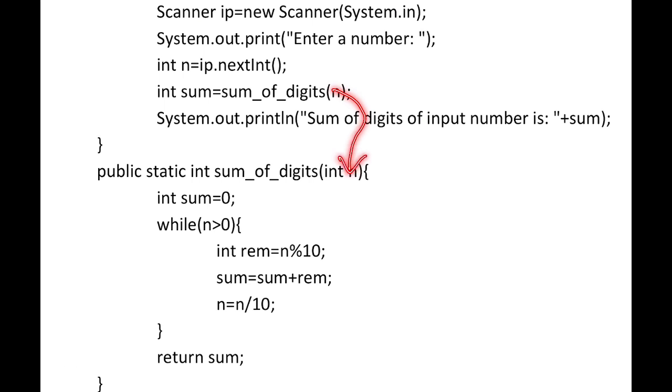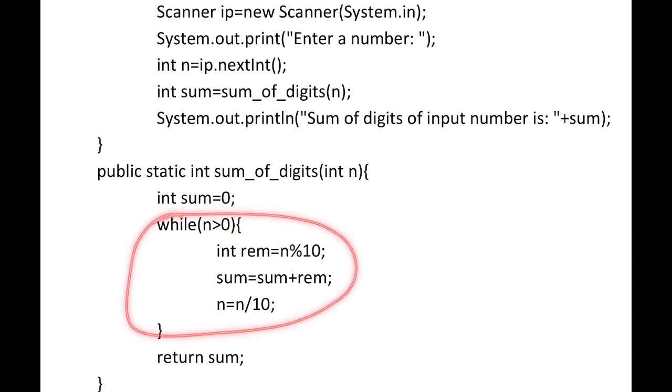is passed to here. Now int sum = 0, while the value of n is greater than 0, int remainder = n % 10, sum = sum + remainder, n = n / 10. So the loop is going to continue and it is going to compute the value of sum.